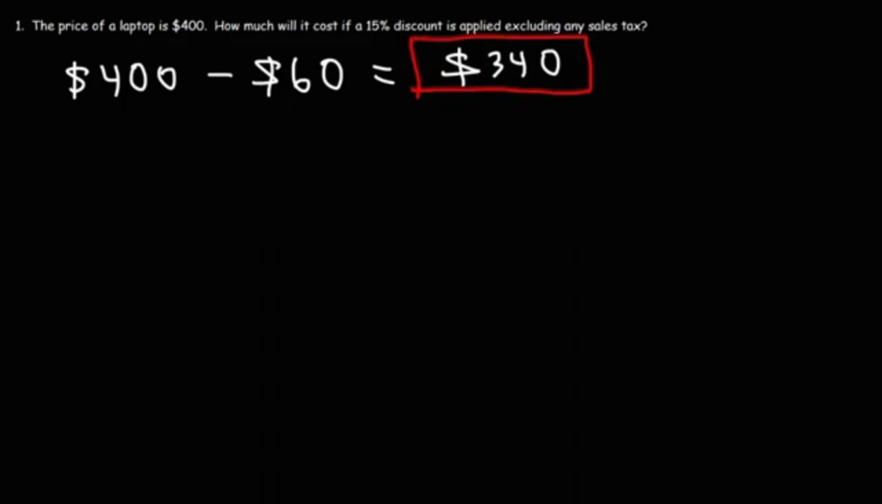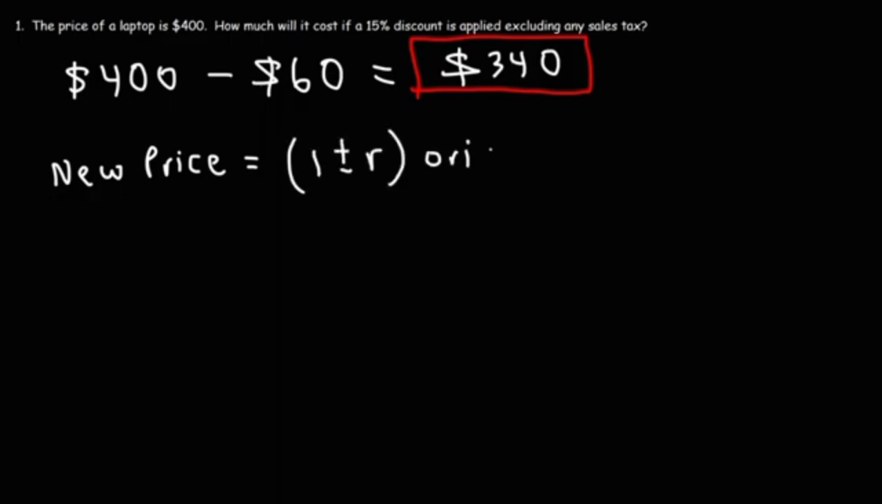Now this is another way in which we can get this answer, and we could use this formula to get it. So the new price, this is the price after the discount, is equal to 1 plus or minus R times the original price. Now, because we're dealing with a discount, that's going to decrease the value of the laptop. So we're going to use negative R as opposed to positive R. If we were dealing with sales tax, that will increase the total price paid. So for sales tax, you would use positive R. So it's going to be 1 minus R.